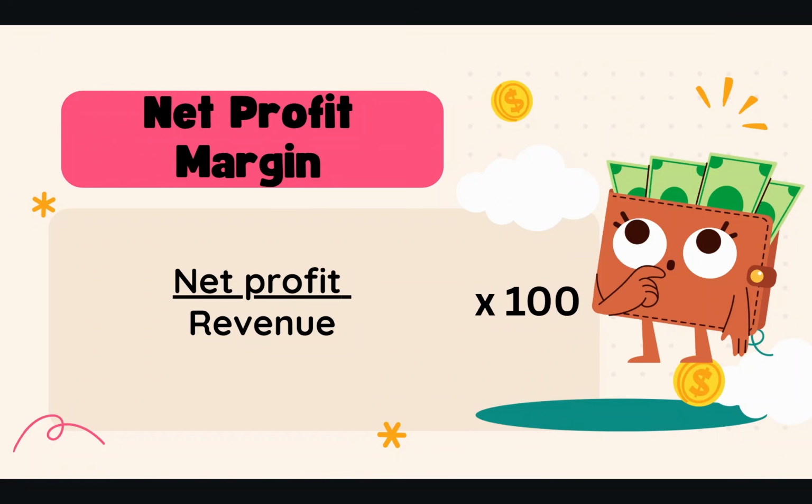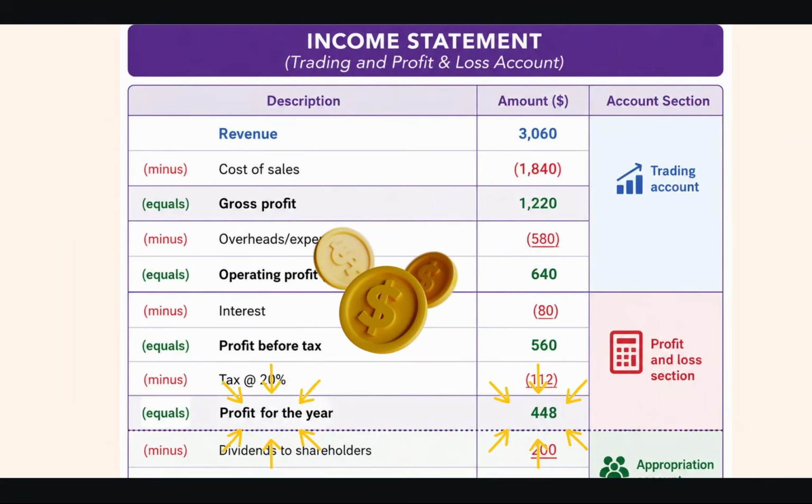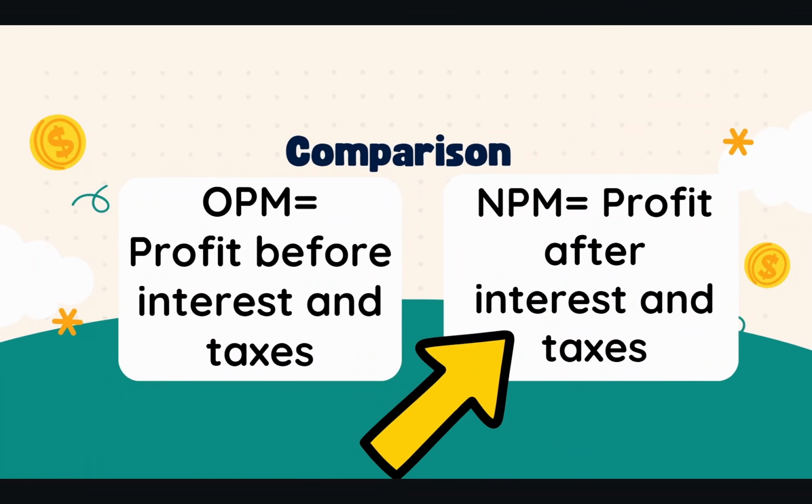And net profit margin has its own formula. It's the net profit divided by revenue times 100. It's not operating profit divided by revenue. This is the net profit. Here we will use the profit for the year. Profit after interest and taxes is used in calculating net profit margin.